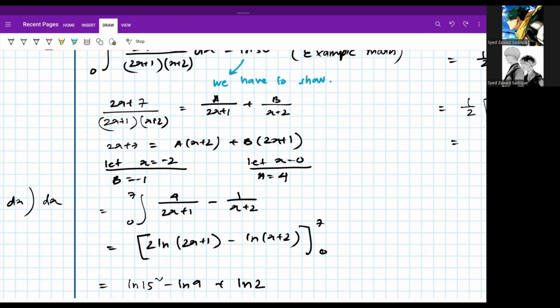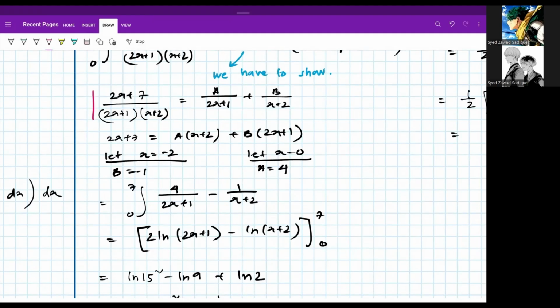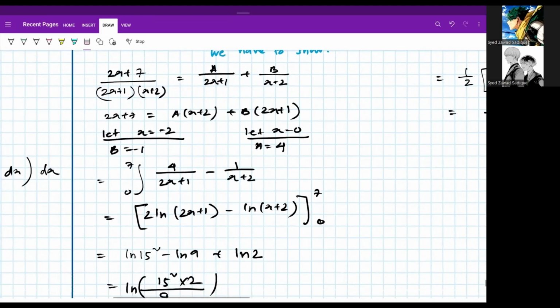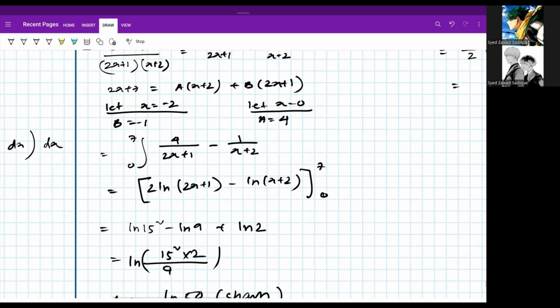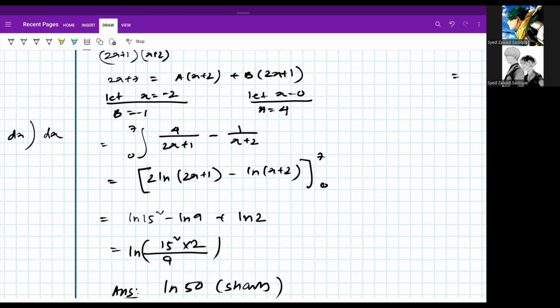We can solve this by saying (2x plus 7) by (2x plus 1)(x plus 2) is equal to a by (2x plus 1) plus b by (x plus 2). So 2x plus 7 is equal to a(x plus 2) plus b(2x plus 1). So if x is equal to minus 2, b is equal to minus 1, and when x is equal to 0, a is equal to 4.